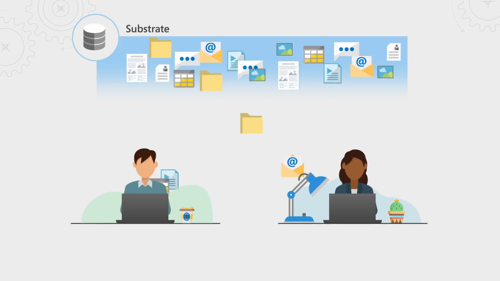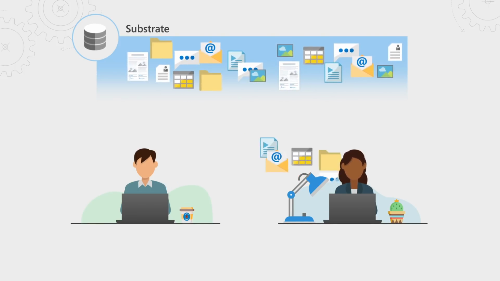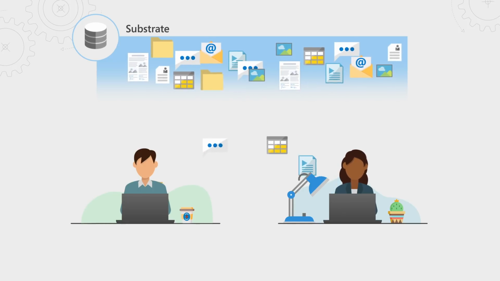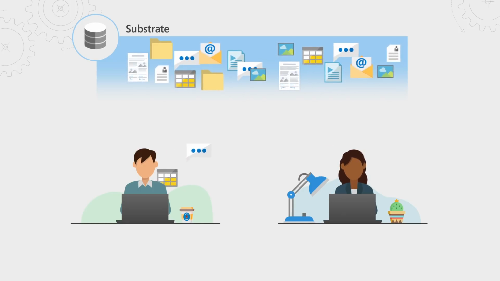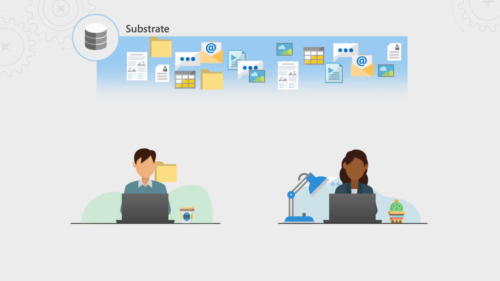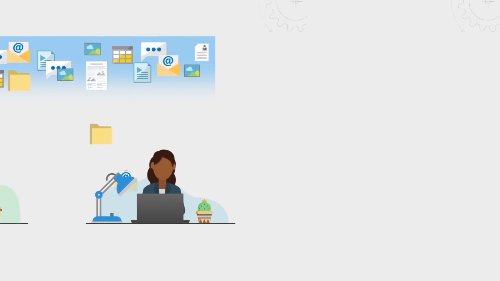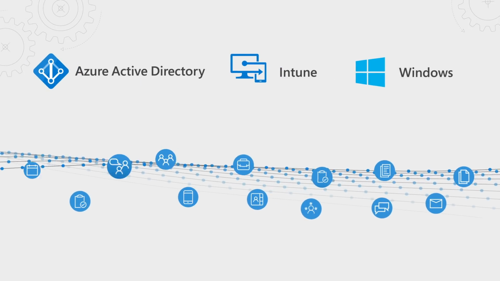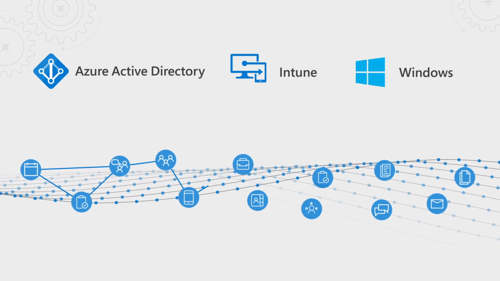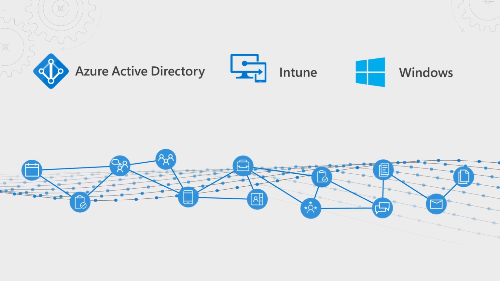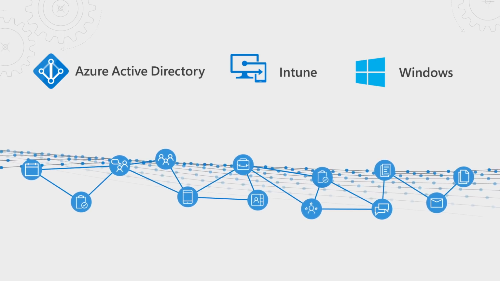Everything gets stored in the substrate or has a digital twin in the substrate. This includes all your emails, all your files, all your chats, all your calendar items, etc. Then the Microsoft Graph is a public REST API to the data in Microsoft 365.